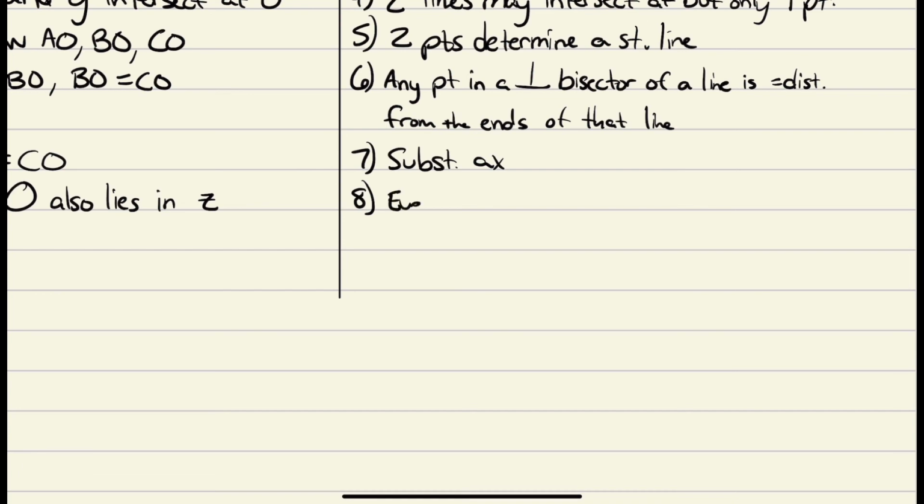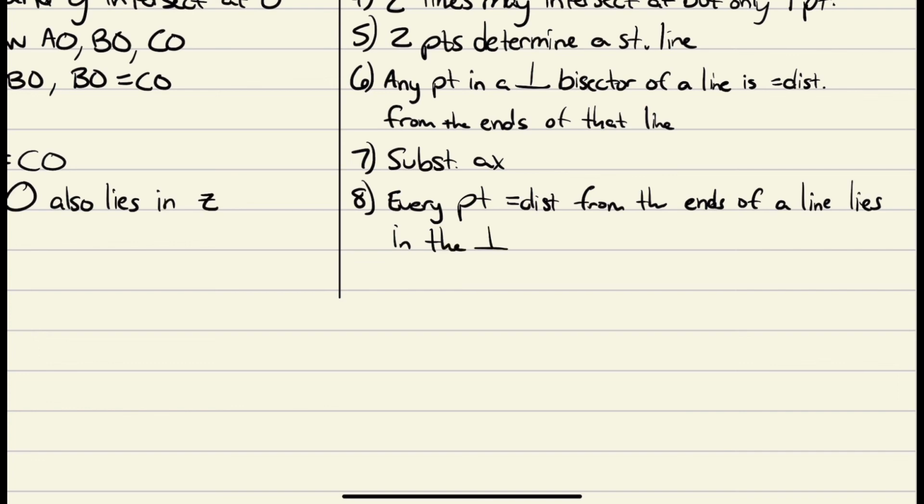Every point equidistant from the ends of a line lies in the perpendicular bisector of that line.